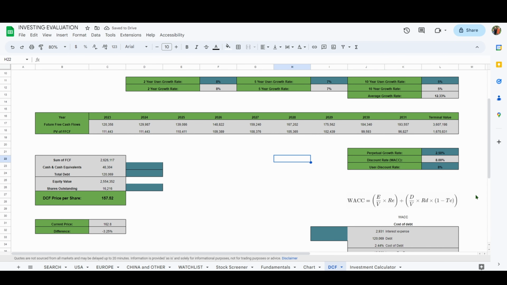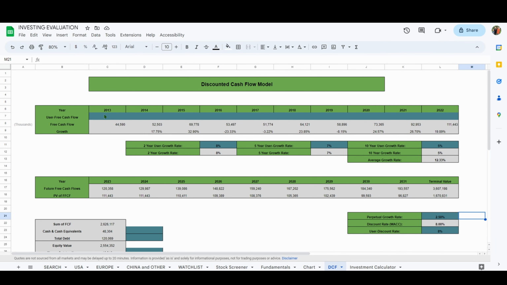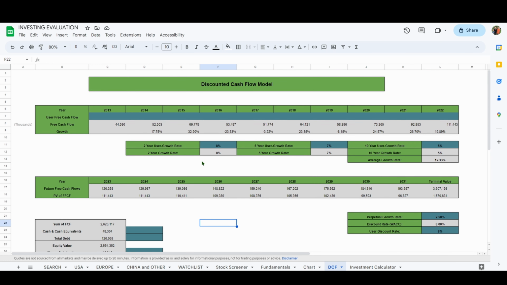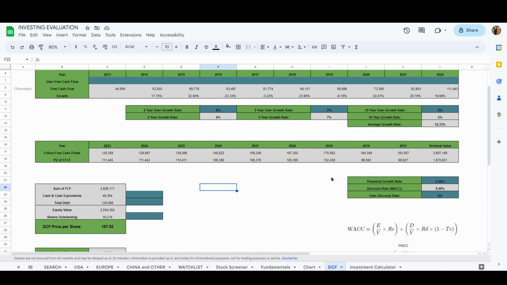Now, the only other thing you need to do: basically everything that's in this blue color, you can enter by yourself, and everything that's in different colors loads in by itself, right? Perpetual growth rate, you should always basically keep this at 2.5%, because that's the general rate.